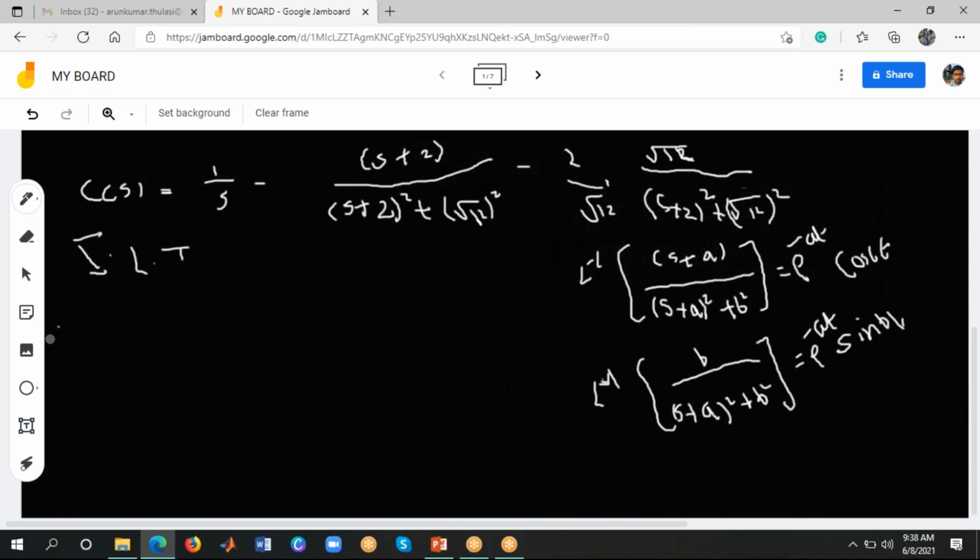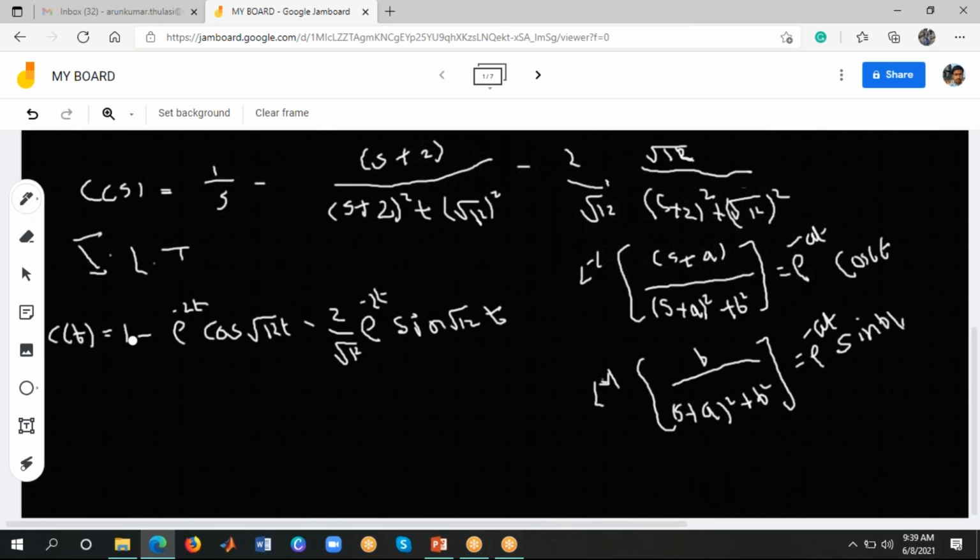then you get c(t) is equal to 1 minus e power minus 2t cos root 12t minus 2 divided by root 12 e power minus 2t sin root 12t.